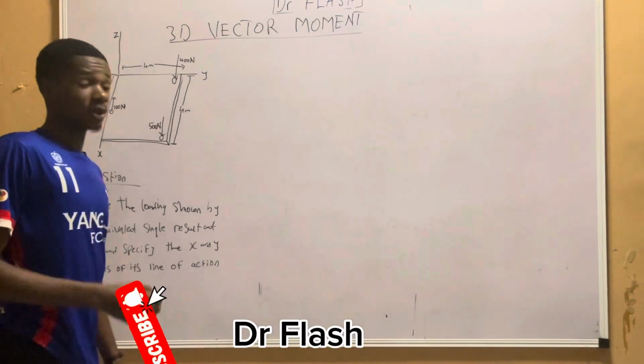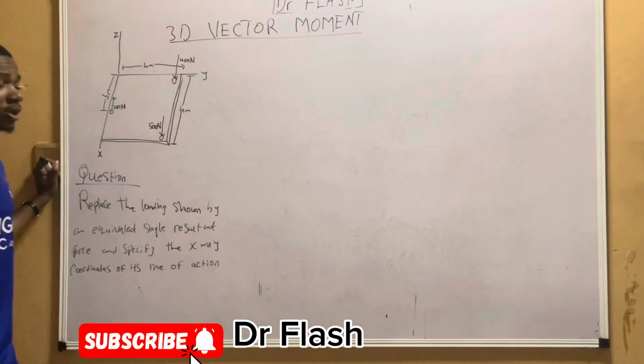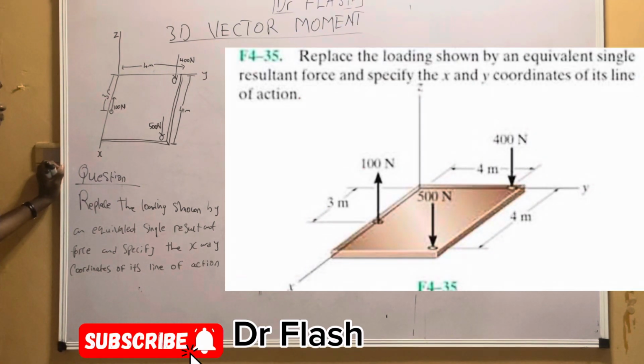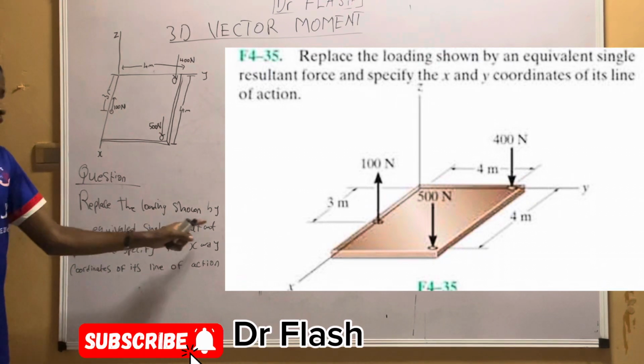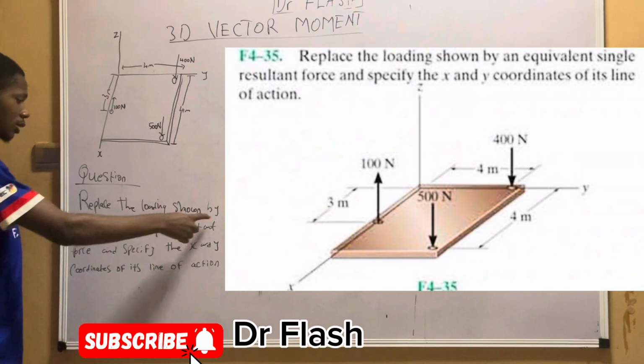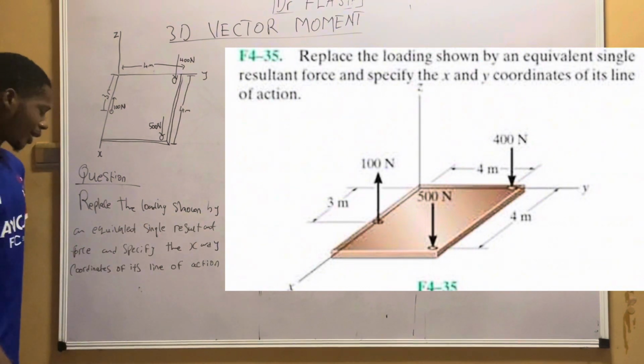In today's video, I'm going to be talking about 3D vector moments. Okay, now here's a very engineering problem on the board, and the question says: replace the loading shown by an equivalent single resultant force, and specify the x and y coordinates of its line of action.